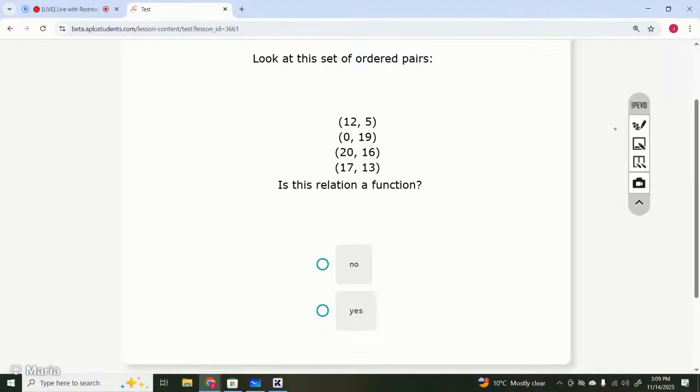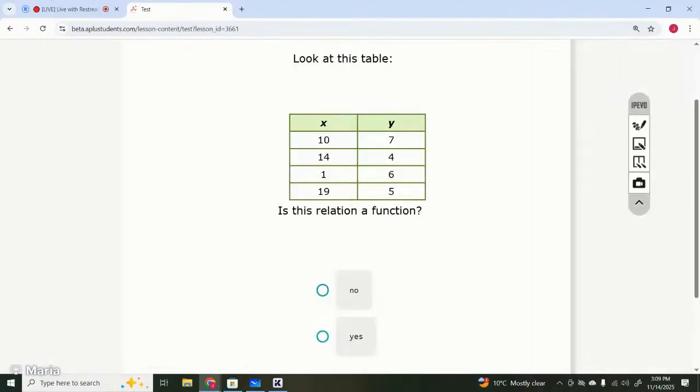Look at the set of ordered pairs. Is this relation a function? The correct option is yes, it is a function, right? Because each value of x can map to only one value of y. So yes, it is a function.